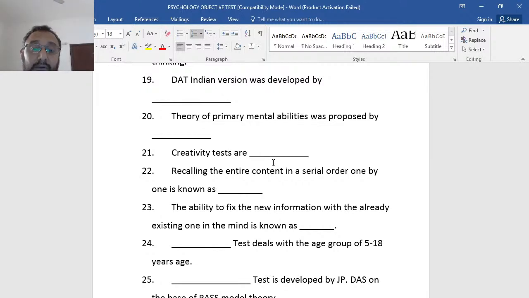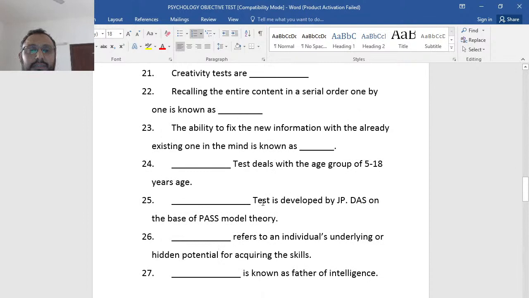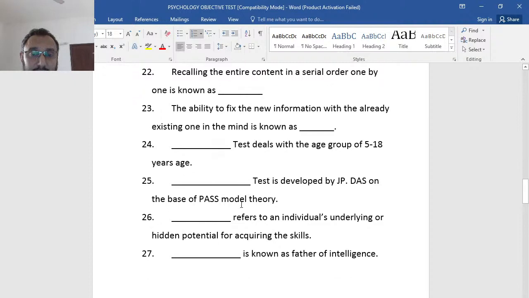Now, the question number 24, dash test deals with the age group of 5 to 18 years of age. It is the Cognitive Assessment System. It's a battery of tests, a battery of intelligence developed by J.P. Das on the base of the PASS model theory. It is a battery, meaning it has two different versions. One is a verbal version, second is a non-verbal version. And the age group is for 5 to 18 years. Yes, it is the Cognitive Assessment System.